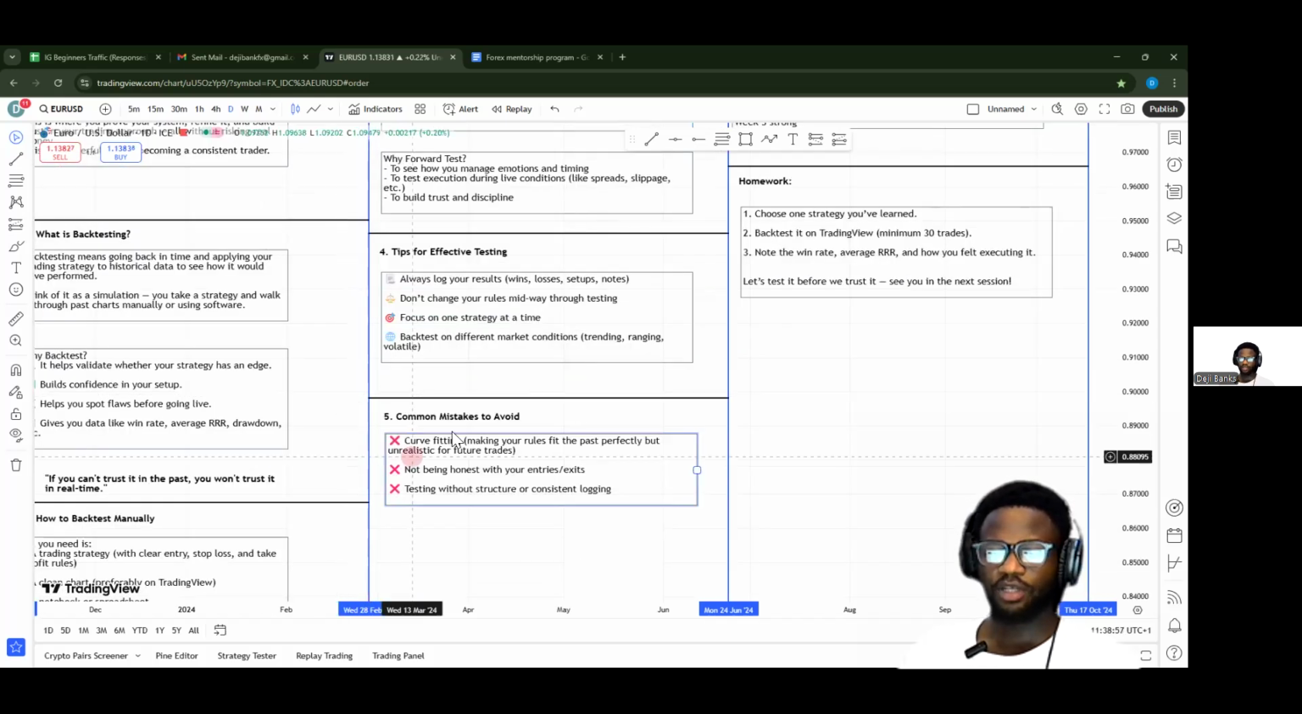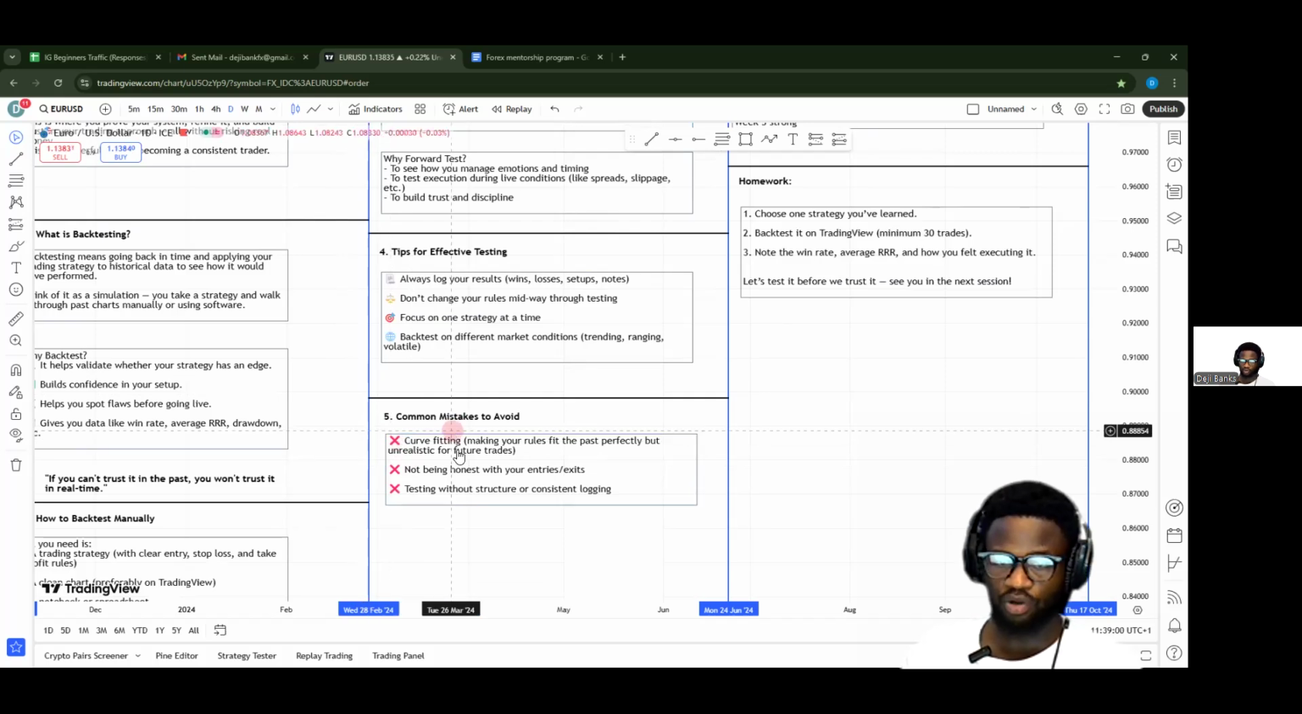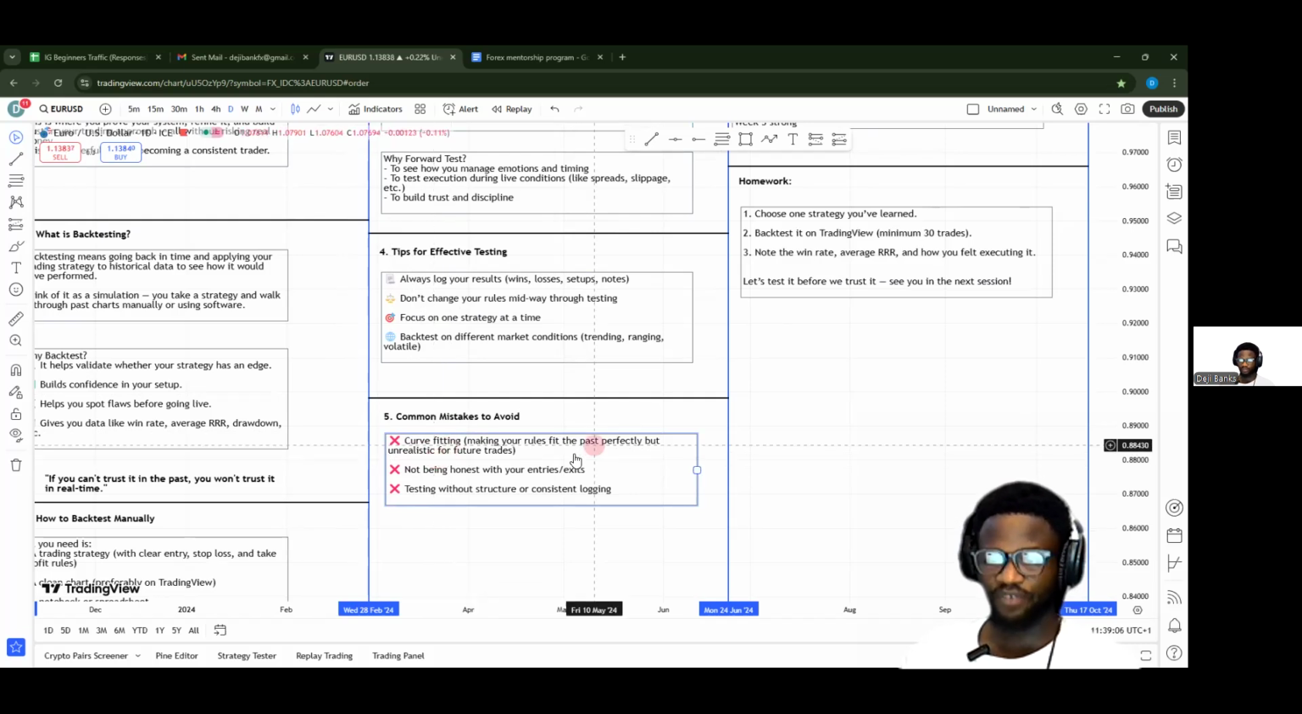And then the fifth thing is the common mistakes to avoid when you are backtesting or forward testing. Number one, curve fitting, making your rules fit the past perfectly but unrealistically for future trades. Don't change anything. That place that you left your support line or your resistance line, leave it right there. Don't move it a bit. You are not trying to impress anybody. You are doing it to build yourself. If it was a loss, and you recorded it as a win, you are wrong. If you didn't enter the trade and say, yes, I would have entered it, you are wrong, right?